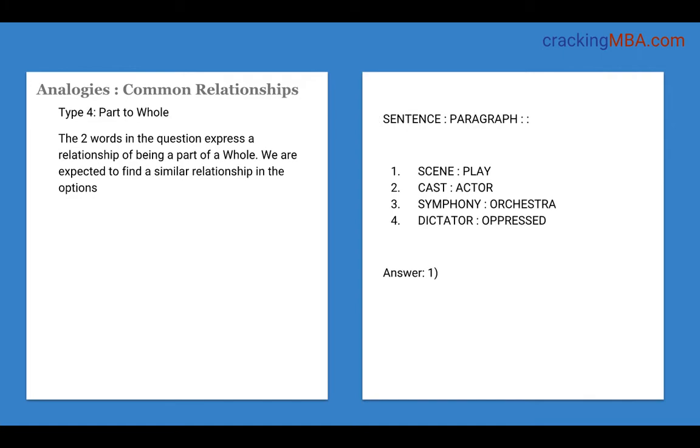Let's now look at part to whole. So part to whole we are saying is one is a part of the other. For example, let's look at the example of sentence is to paragraph. Similarly, what could be the options, right? A scene is a part of a play. Okay, so this is the best option because the others don't fit in.